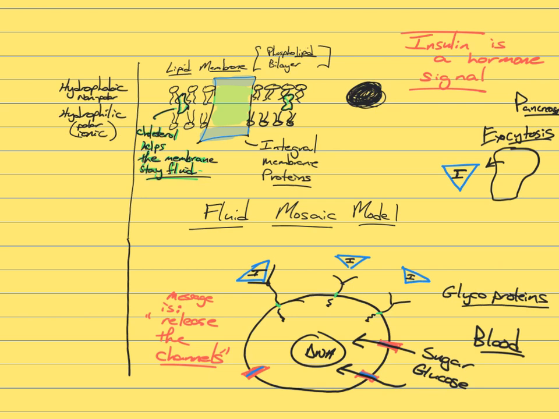Okay. So since exocytosis is the release of something from the cell, endocytosis is the intake of something? Yes, correct. So endocytosis is taking something into the cell. So what would you have to take into the cell? Well, sugar, insulin.